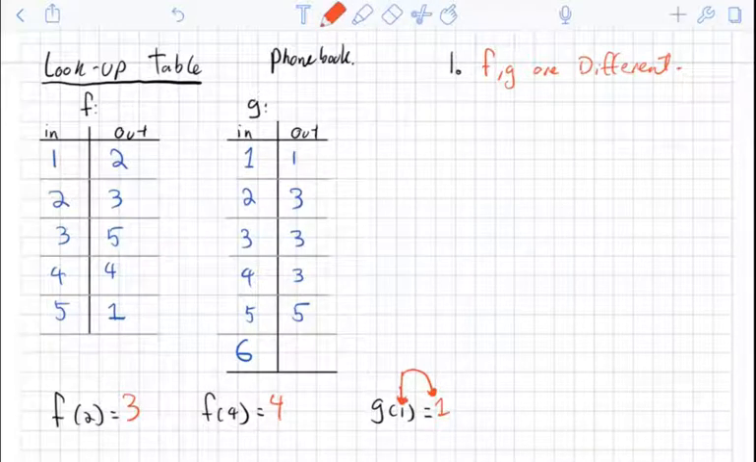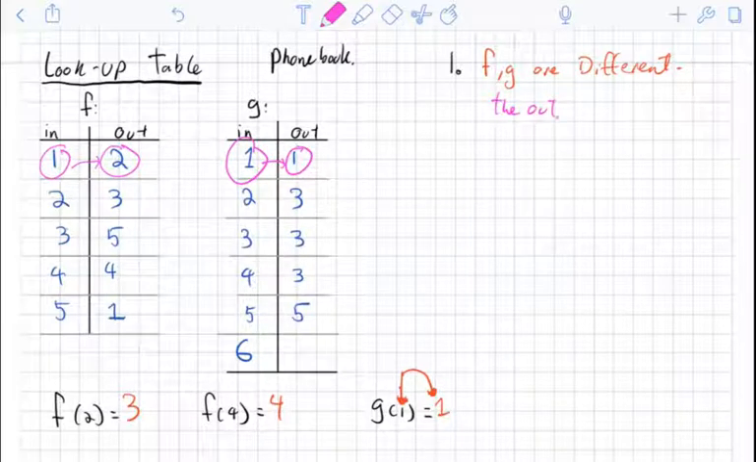Well, they're different because for an input, you get a different output. That one, input 1, you get 2. This one, input 1, you get 1. They're different. The outputs don't match. It's pretty easy to tell if a table's the same or different. So the table's different, so it's a different function.